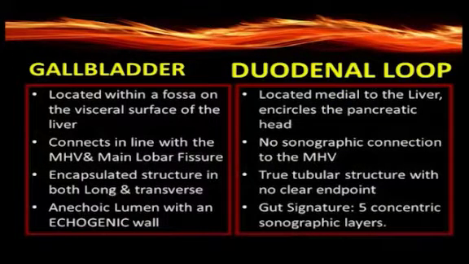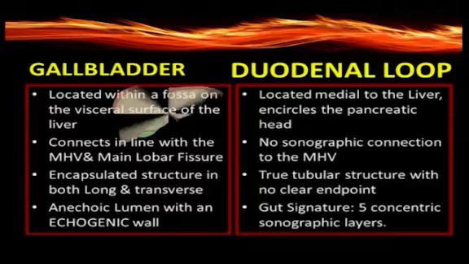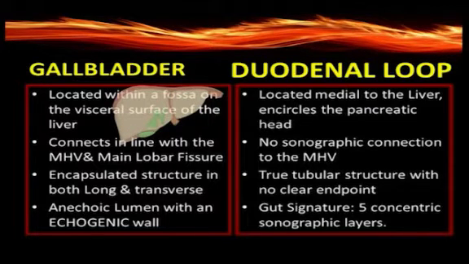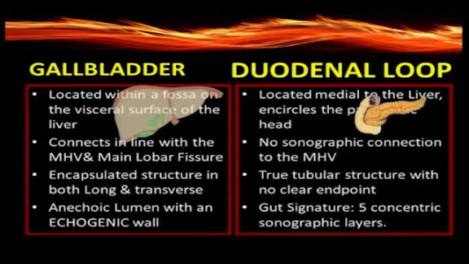The gallbladder is located within a fossa on the visceral surface of the liver. And when scanning, we should be able to visualize liver on both sides of that true gallbladder structure. The duodenal loop is located posterior to the liver and encircles the pancreatic head. This structure should be found medial to the liver. The gallbladder connects in line with the middle hepatic vein and main lobar fissure, and we can use these anatomic structures to track our way to the true gallbladder fossa.